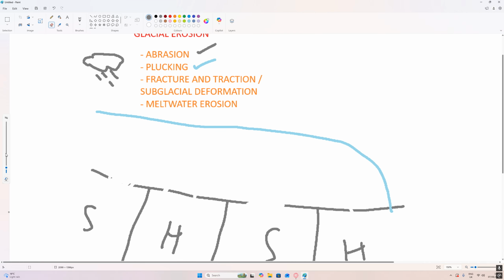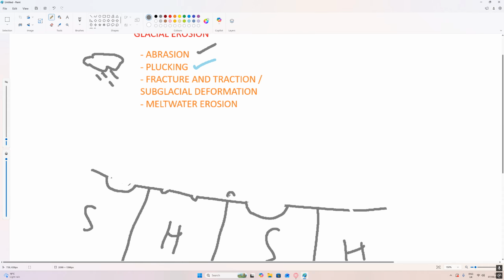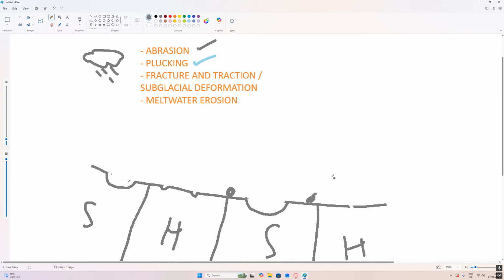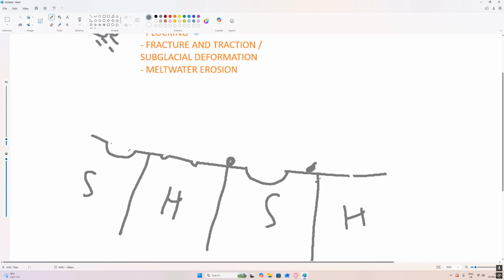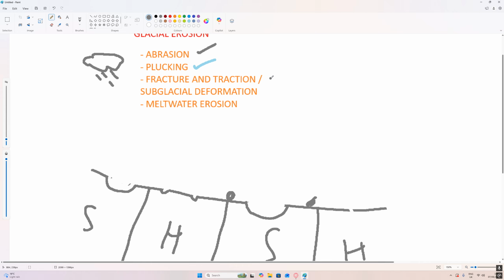What you're left with when the glacier melts is a landscape that has varying levels of erosion. Here you have a little bit of erosion, and here in the soft rocks you have massive depressions, massive bits of erosion. You might be left with a bunch of debris from the glacier as well, and you're going to be left with really uneven ground. Okay, and that is what fracture and traction does to the landscape.